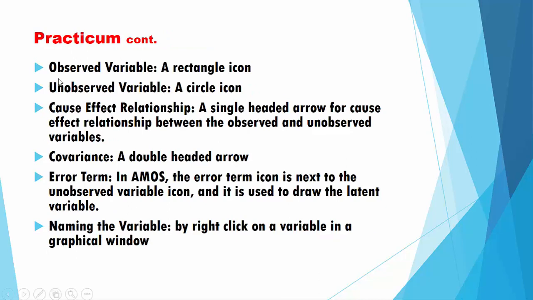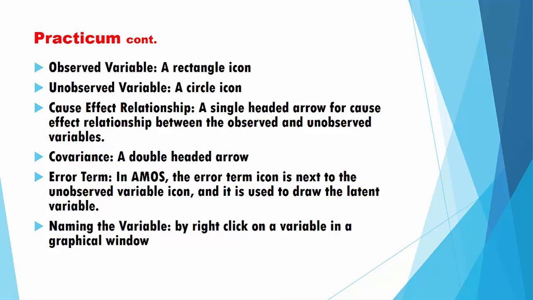We have the observed variable. The rectangle icon is for our observed variable. The circle icon is meant for the unobserved variable. The single-headed arrow is for cause-effect relationship, and the double-headed arrow for covariance. Error term: in AMOS, the error term icon is next to the unobserved variable icon, and it is used to draw the latent variable.